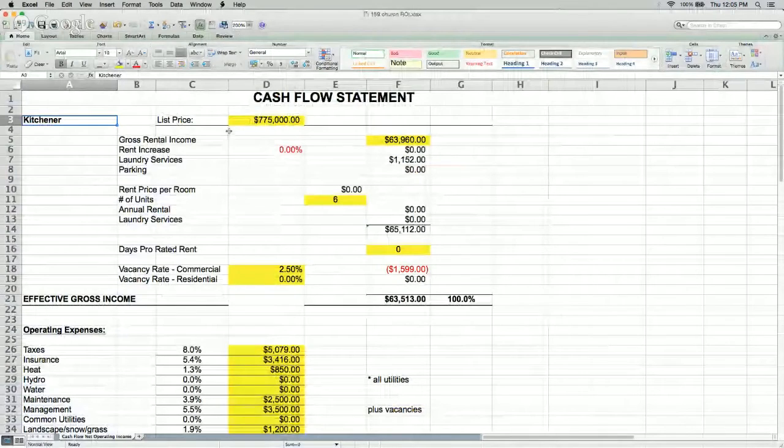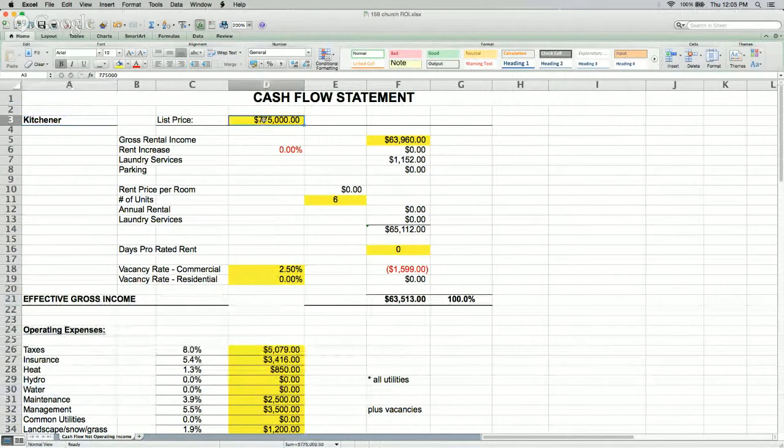So I hope everyone can see that well. Again, this property is in Kitchener. They ended up reducing the price down to $775, so I have the list price there at $775.